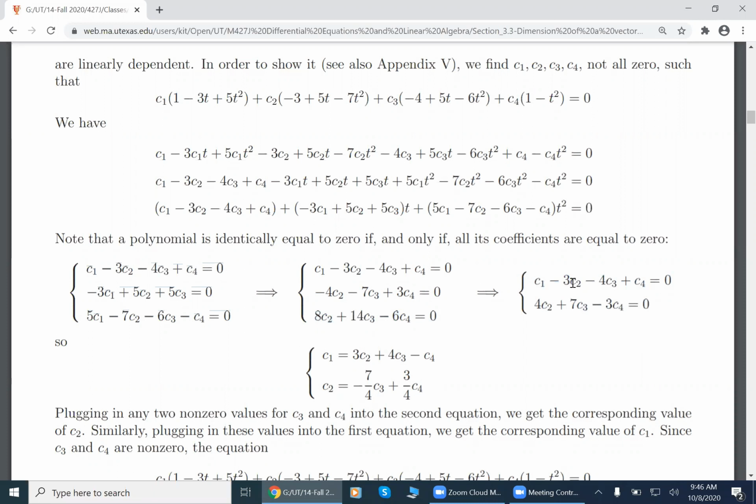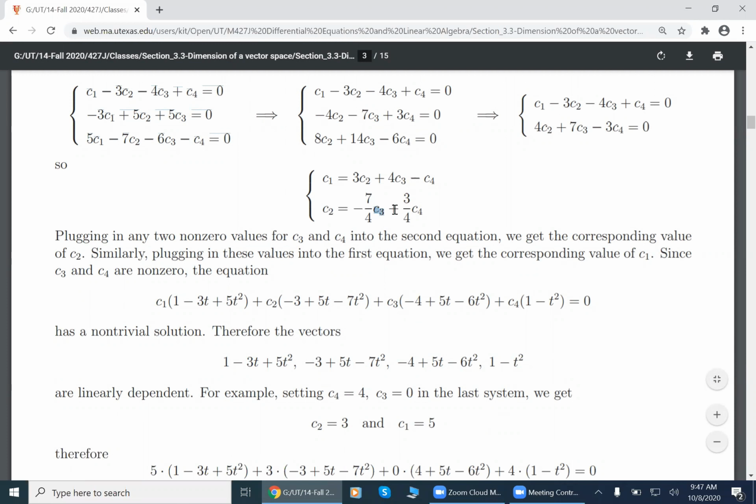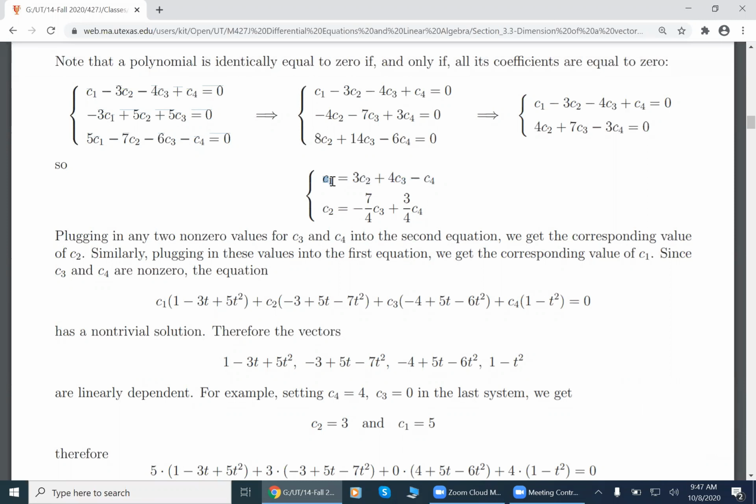Lastly, move these 3 terms to the right. Move these 2 terms to the right. Done. Obviously, we can plug in whatever instead of C3, plug in whatever instead of C4, and we'll get C2. And then plug in these numbers into the right-hand side of the first equation, and you will get C1.